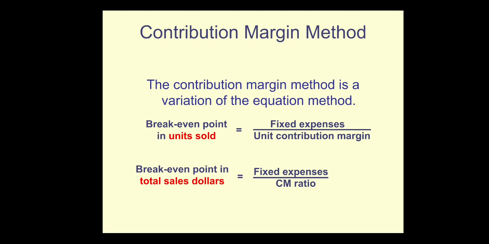The contribution margin method is a variation of the equation method. If you want to calculate break-even point in terms of unit or quantity, the formula you have to use is fixed cost divided by unit contribution margin. If you want to calculate break-even point in terms of dollar, the equation is fixed cost divided by contribution margin ratio. Remember at the beginning of this topic, you learned how to calculate contribution margin and CM ratio. This is the place where you will use that knowledge to calculate break-even point.